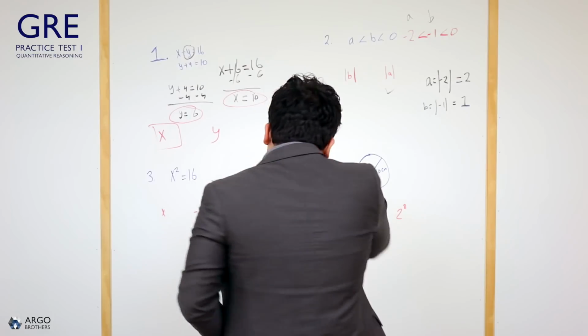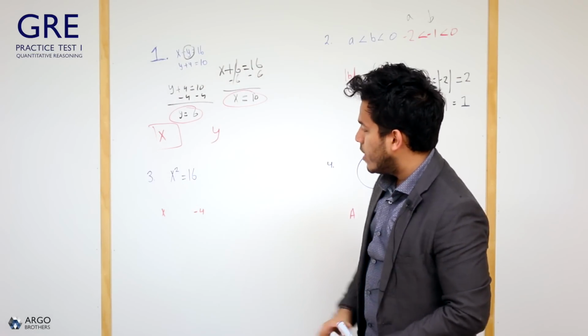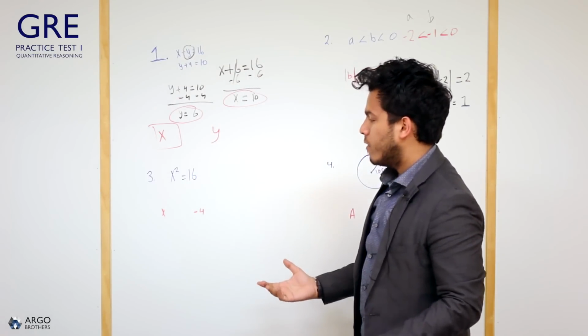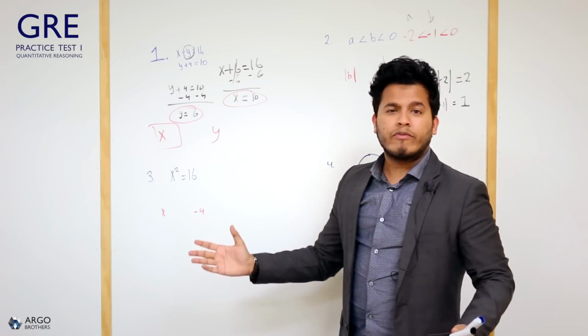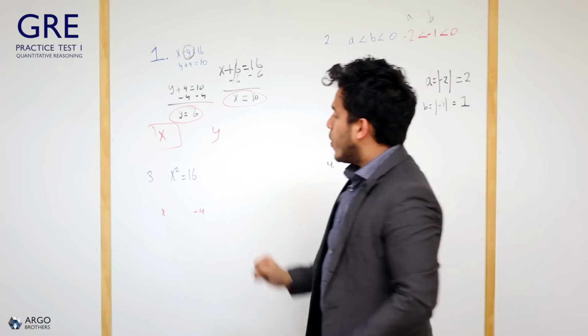Let's take a look at question number 3. Question number 3, you have x squared is equal to 16. Column A is asking for the value of x, and column B is saying negative 4. What's greater? Are they equal? Can you not determine the information? Let's go ahead and take a look at this.